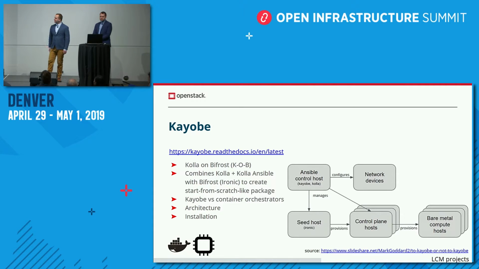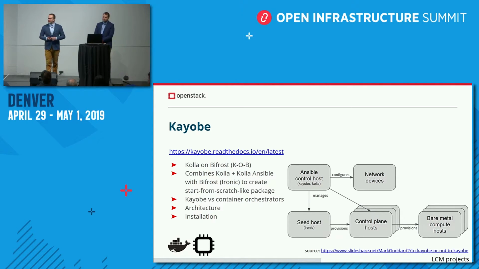Let's briefly discuss the architecture. KOB manages the cloud from an Ansible control host, which is where KOB and Kolla are installed. There is also a concept of a seed host, which can be, and often is, the same host, but doesn't always have to be. The seed host is where Bifrost is running. It serves the purpose of provisioning. And by default, container images are also built on the seed host.